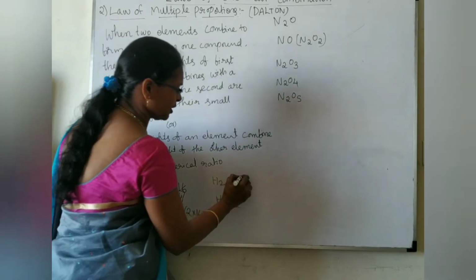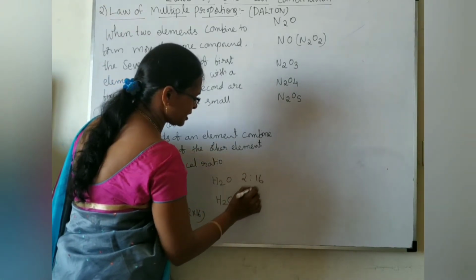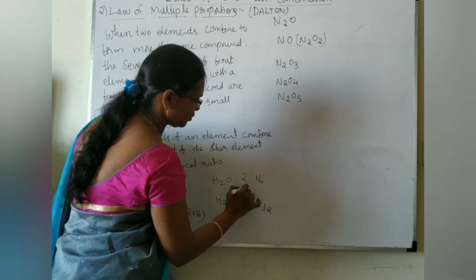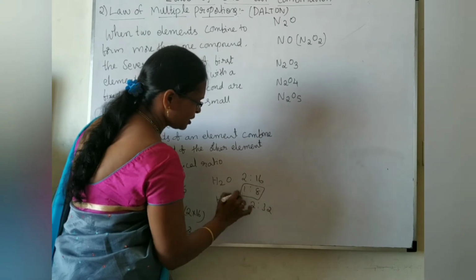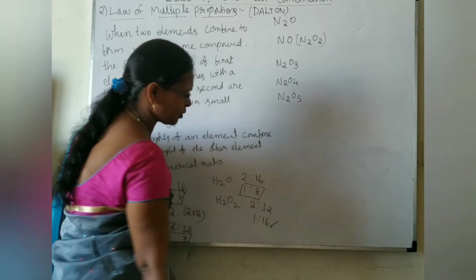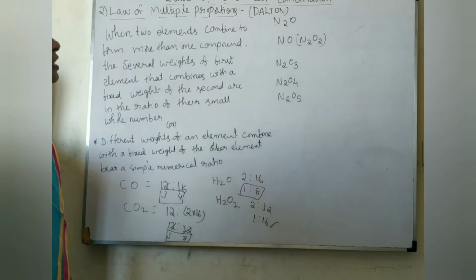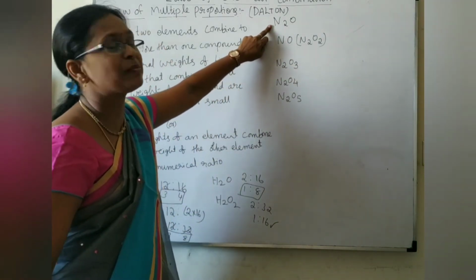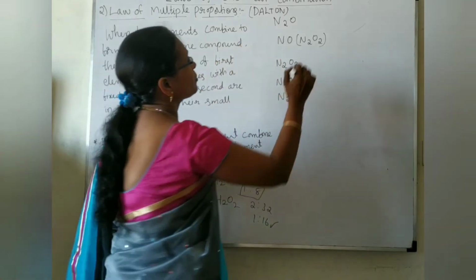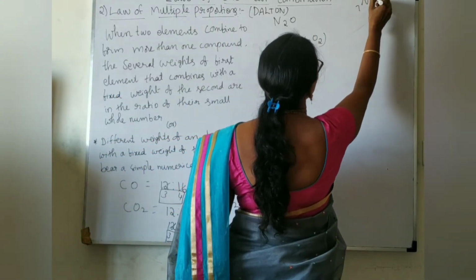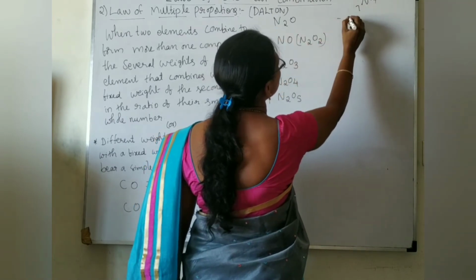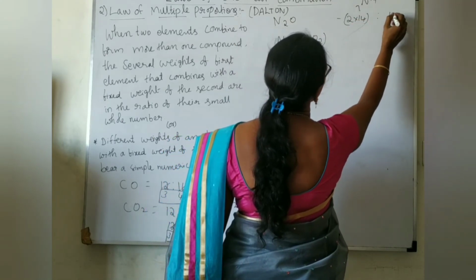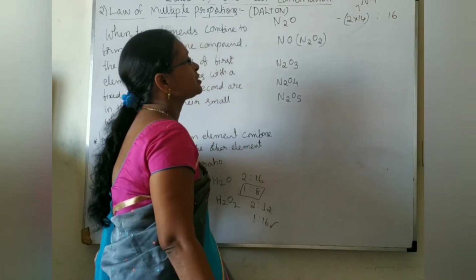The same way here you take water molecule 2:16 here. Here 2:32. So here 1:8 we can say is the simplified ratio. Here 1:16 we can say. Okay. So like this, different examples we can say. And nitrogen dioxide you take here. When you are considering the atomic mass of nitrogen, N is 14. Okay. So 2 into 14 we can say, 2 into 14 is 28 grams. And oxygen 16. So 28 to 16.